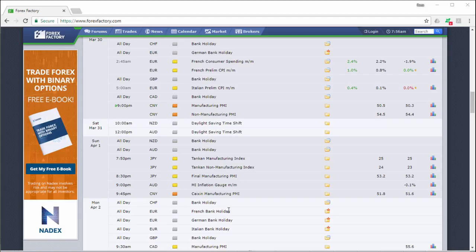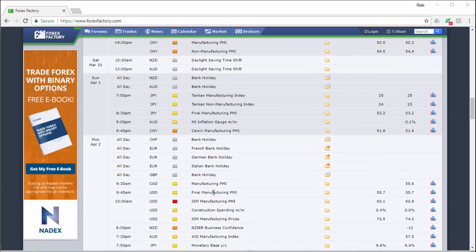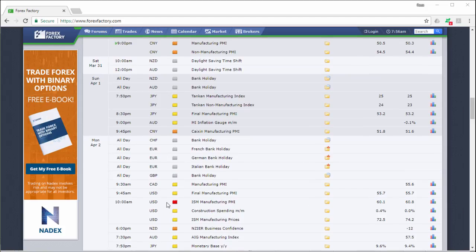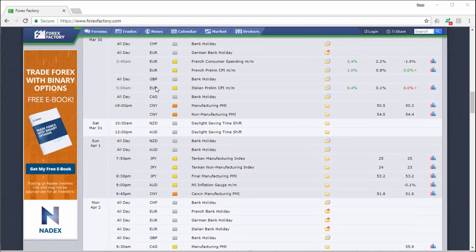Unless we get some surprise information, we don't really expect a whole lot of movement in the next few days. Now there is some news coming up on Monday, ISM manufacturing PMI out of the US at 10 a.m. But prior to that, all of the bank holidays are really going to be the major factor in the market. So it may be more prudent to stay out of the market than to get into the market during a period like this.